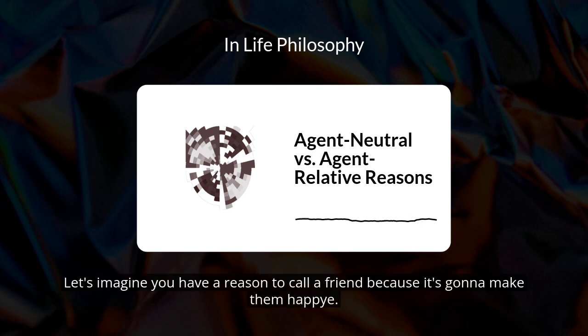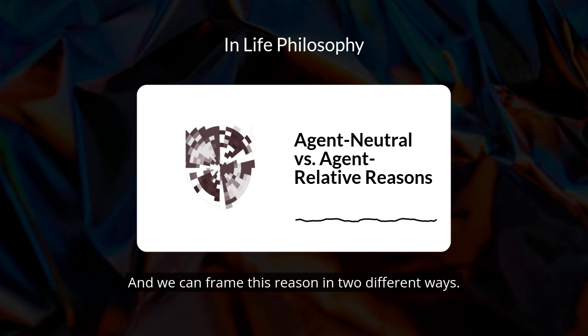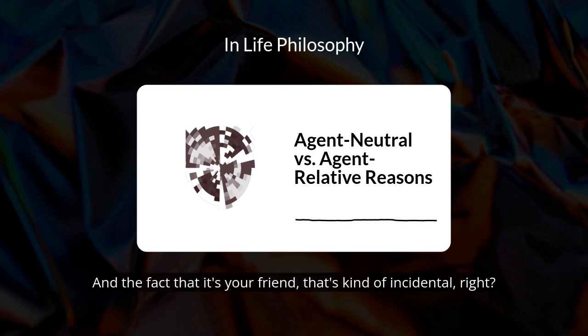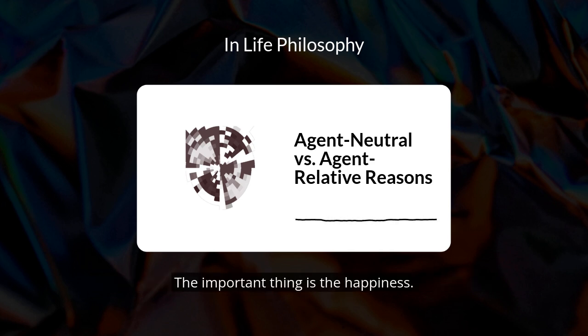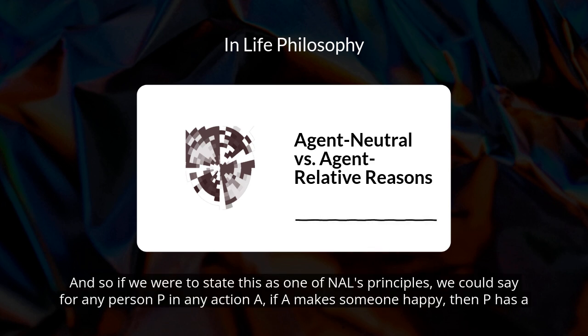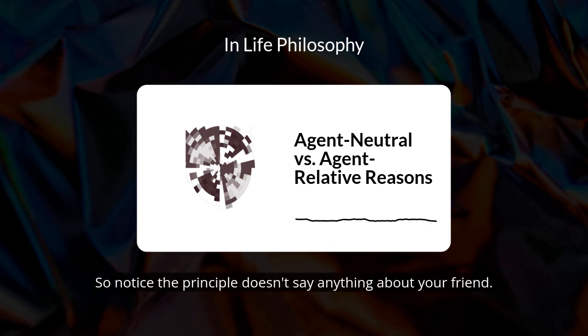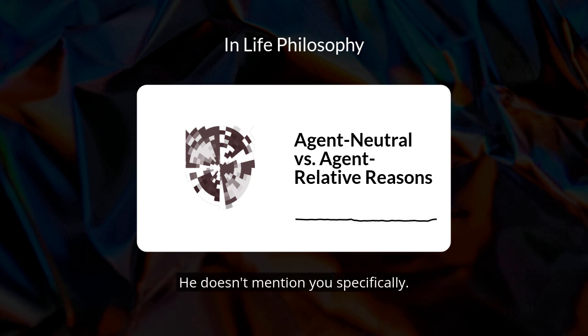Let's imagine you have a reason to call a friend because it's going to make them happy. We can frame this reason in two different ways. First, we could think that calling someone makes them happy, and the fact that it's your friend is kind of incidental. The important thing is the happiness. If we were to state this as one of Nagel's principles, we could say: for any person P and any action A, if A makes someone happy, then P has a reason to do A. Notice the principle doesn't say anything about your friend. It doesn't mention you specifically. It's really just about happiness in general.